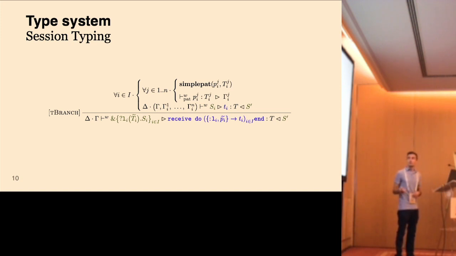From these, we extract the variable types using this pattern typing judgment. And then we just have to type check the continuation TI against the continuation session types SI. And then all of these terms must end up with some common session type S prime.